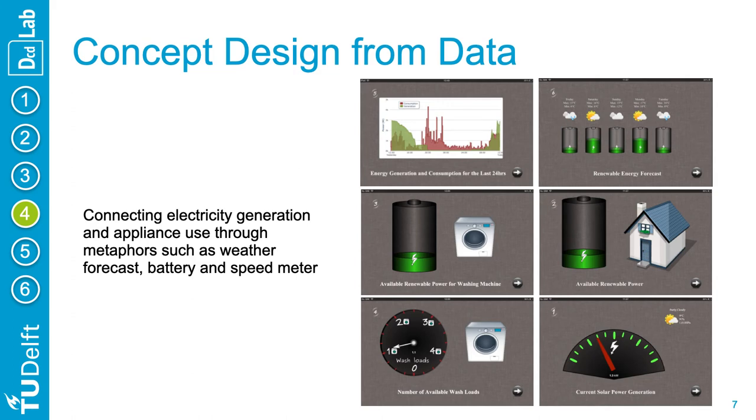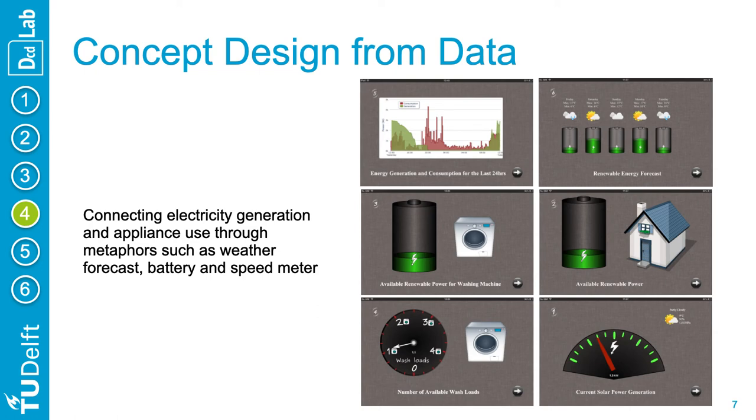So we conceptualized data-driven solutions that connect the activity of doing the laundry with consuming green energy, with a focus on metaphors. Starting from the top concept, we brought a typical historical data chart along a more innovative weather forecast metaphor to convey green energy availability in the coming days. We used the battery metaphor to convey the idea that right now there is a quantity of green energy available both at the house scale and at the appliance scale with the washing machine. That's what we can see in the middle row of the concept.